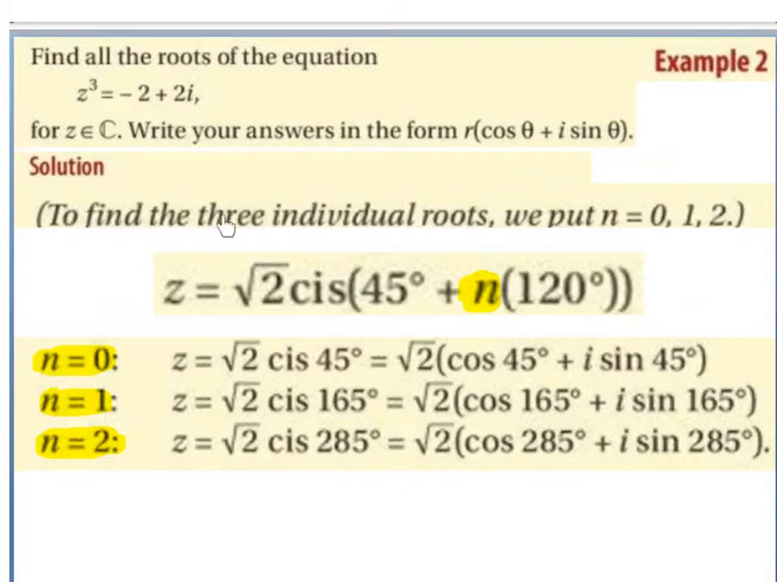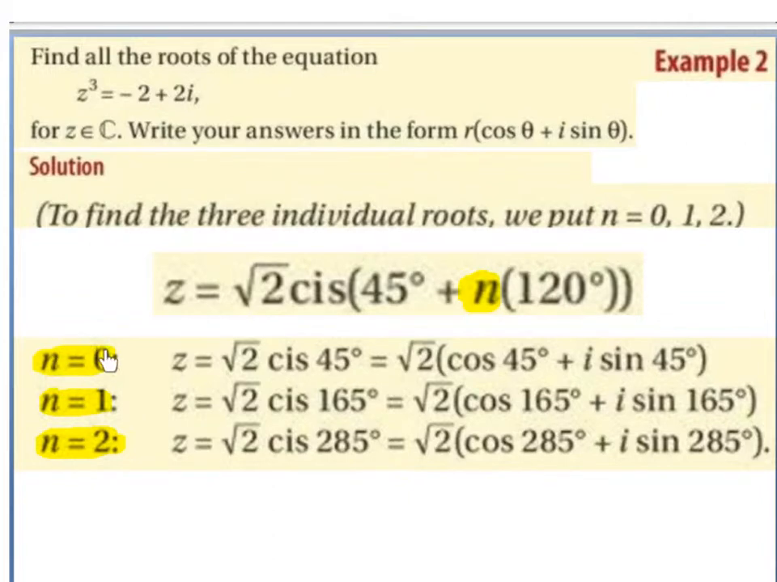So to find the 3 individual roots, we put n equal to 0, 1 and 2. So remember, z is to the power of 3, which means it has 3 individual roots. If it was to the power of 4, it would have 4 individual roots. If it was to the power of 5, it would have 5 individual roots. So we have z equals root 2 cos 45 degrees plus n times 120 degrees.